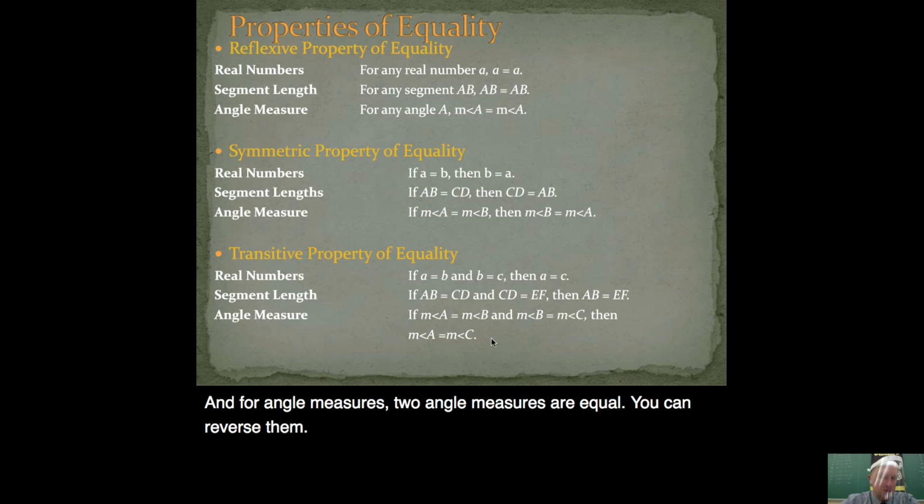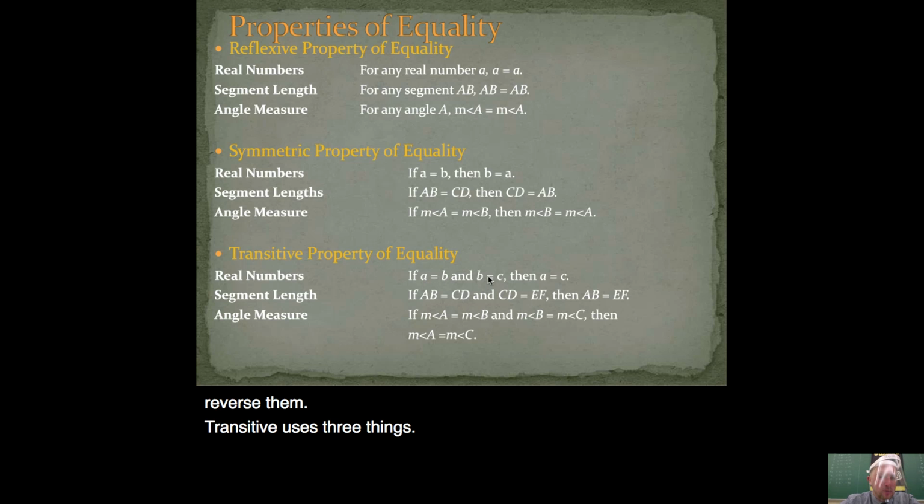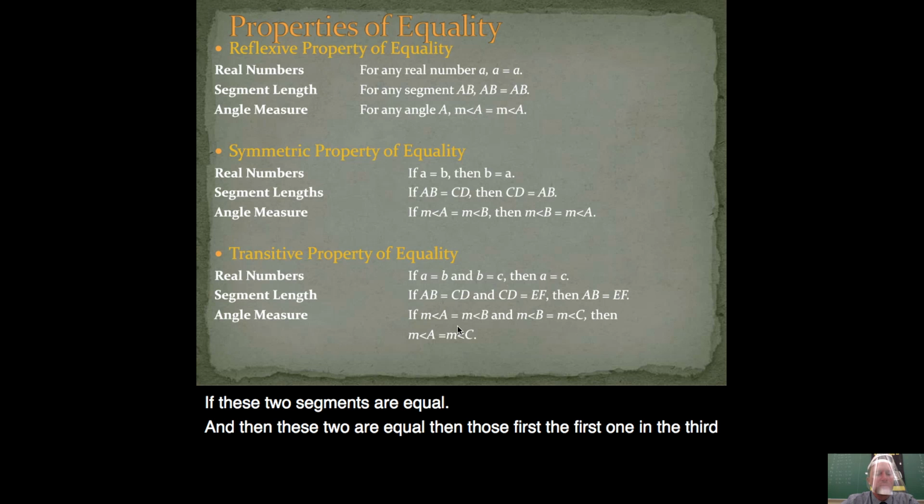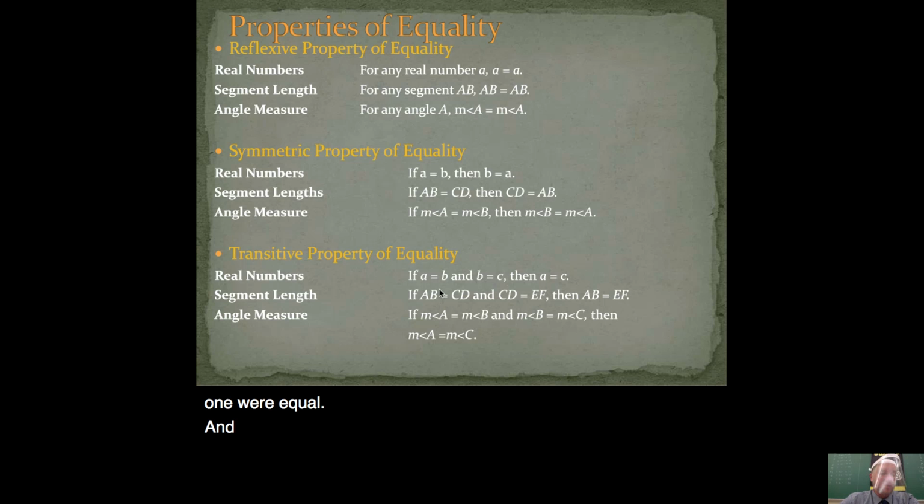Transitive uses three things. If A equals B and B equals C, then you know that A equals C. So it works with segment lengths as well. If these two segments are equal, and then these two are equal, then the first one and the third one are equal. And it works for angle measures also.